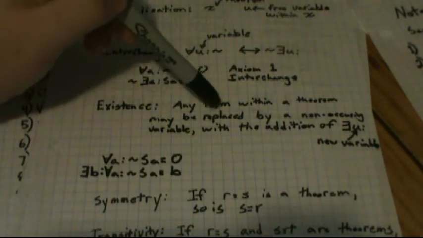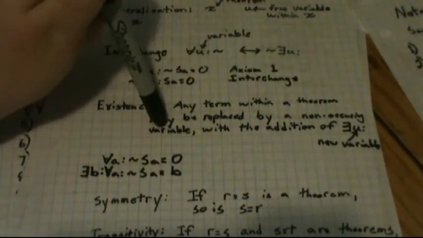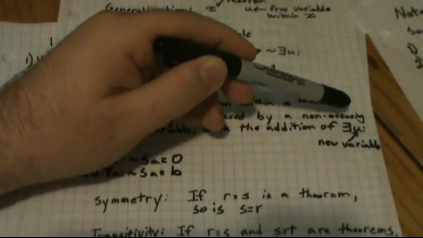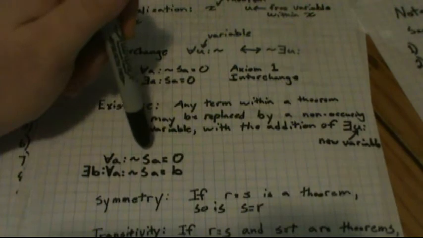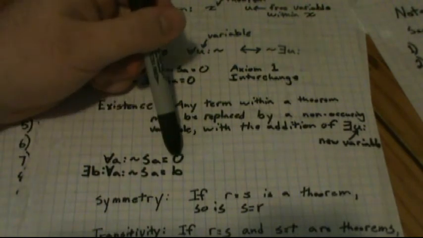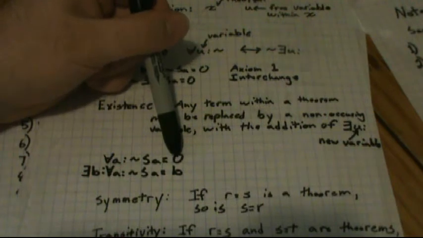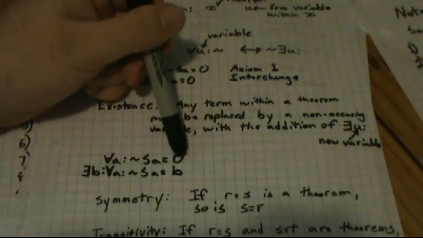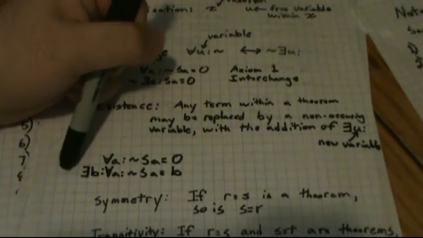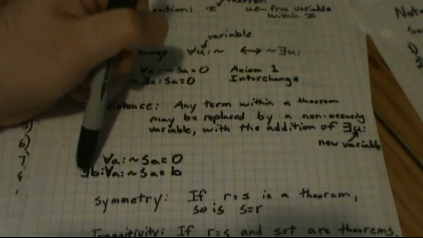The next rule is the rule of existence, which says that any term within a theorem may be replaced by a non-occurring variable, with the addition of the quantifier, there exists a value for the new variable. And since axiom 1 of course contains terms, let's use that. Let's take this numeral 0 here as the term that we're going to use the existence rule on. Let's replace it with the variable b. And then we have to add this quantifier, there exists a value b.